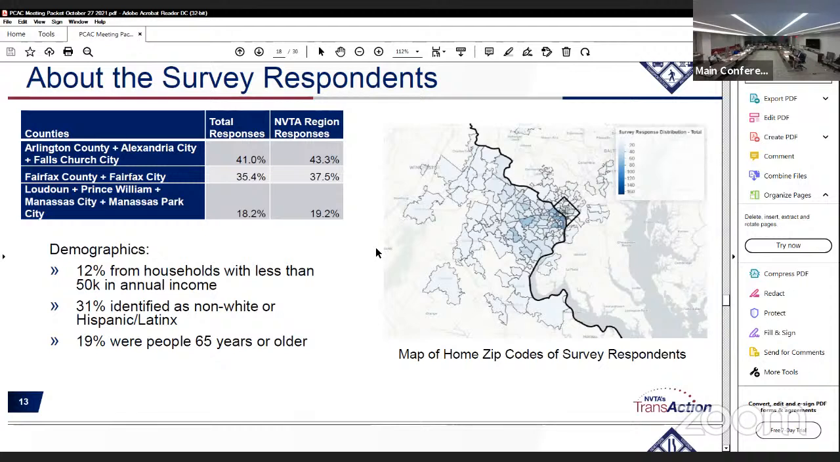In terms of demographics, we had 12% from households with less than $50,000 a year in income, a little low in terms of matching the regional number, which is closer to 17%. In terms of non-white or Hispanic/Latino, 31% of the respondents identified that way versus numbers that are probably closer to 49% for the region. So again, a little lower there. We oversampled on people 65 years or older. We had 19% of the respondents in that category versus 11% of the population in that age range. So given that, we'll look at some total numbers, but then also how numbers broke out by geographic areas.